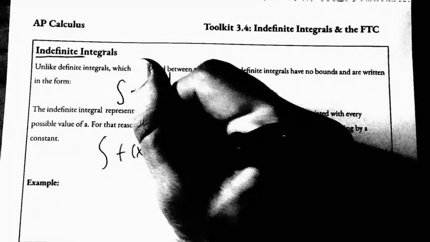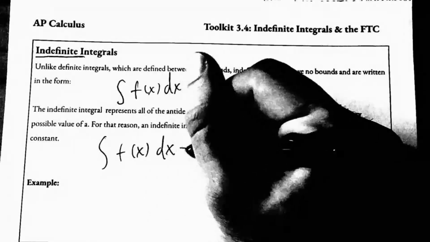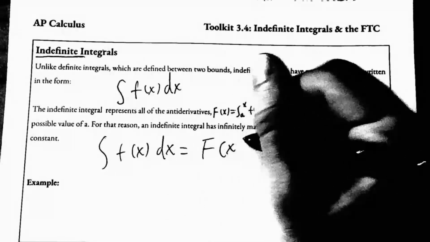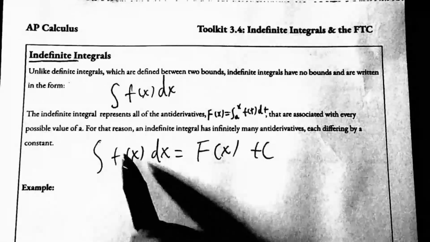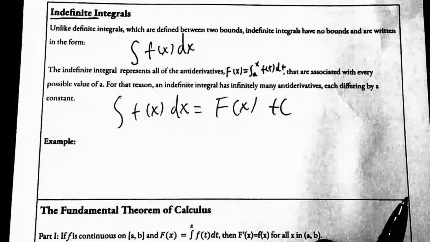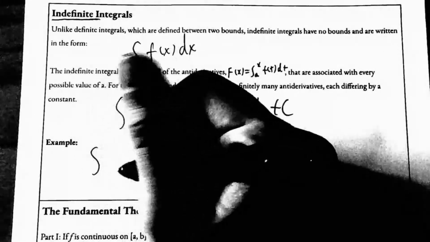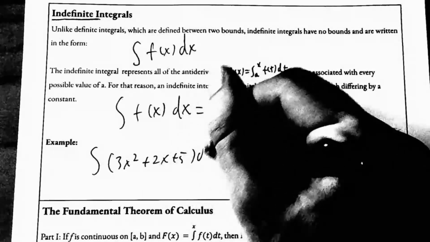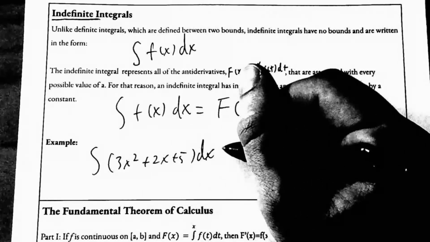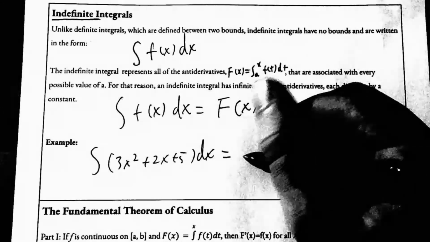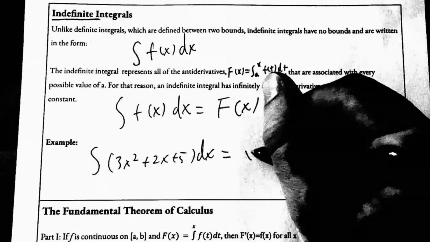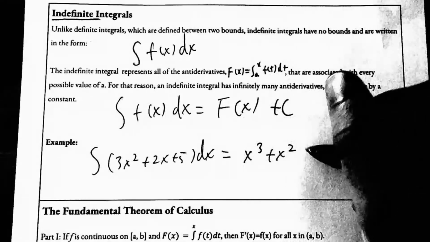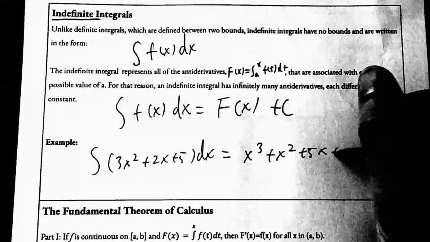So this is what I covered last time. The integral of f of x dx is equal to the antiderivative plus the c. So the antiderivative of whatever this is, plus that constant. So we could say the integral of 3x squared plus 2x plus 5 dx equals x cubed plus x squared plus 5x plus c.